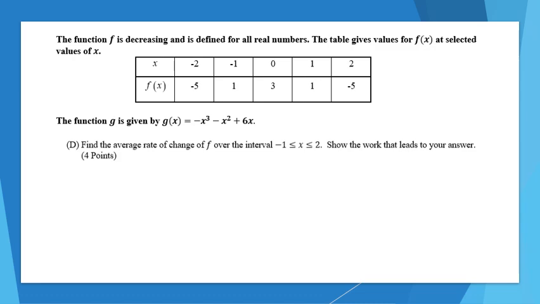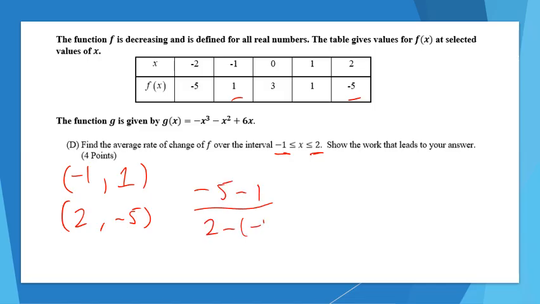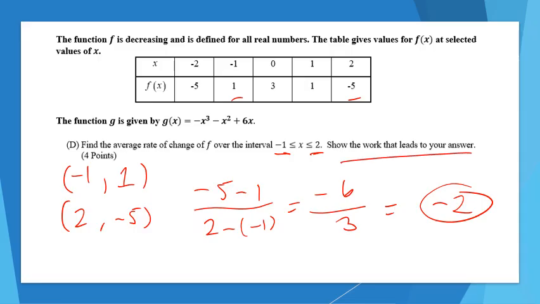Okay, here we go. Part D, determine the average rate of change over the interval from -1 to 2. Here, you're literally finding your two coordinates, which have an x value at your two endpoints, -1 and +2. Find your corresponding y coordinates, so 1 and -5, and then plug them into the slope formula. You should get -6 over 2 plus 1, which is 3. So here, our slope should be -2. You have to show your work. If you do not, it will be marked as incorrect.